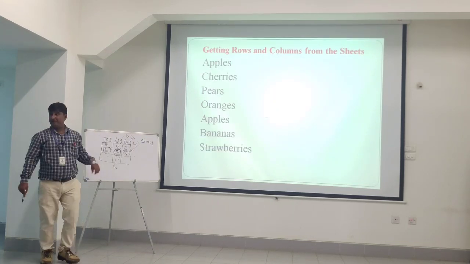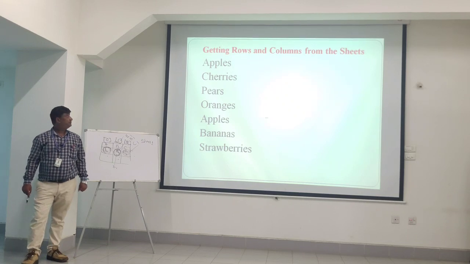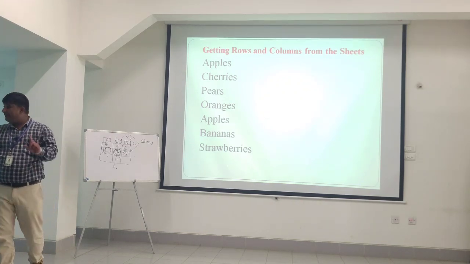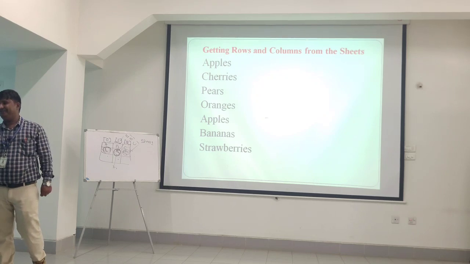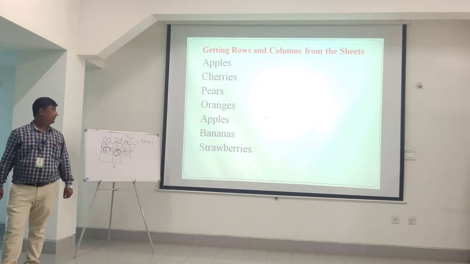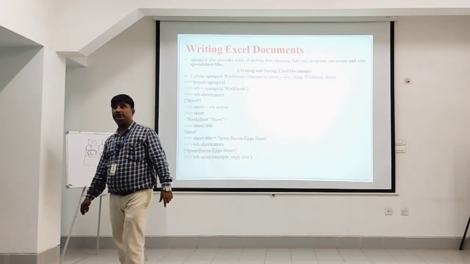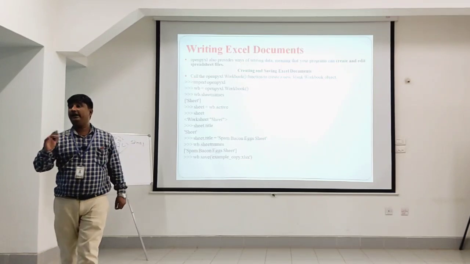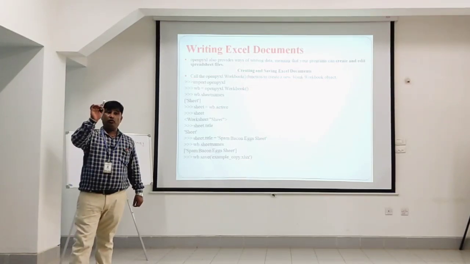So what is the output it is printing? Apple, cherries, pear, oranges, apples, bananas and strawberry. These values are present in which column, in which file? B column, in example.xlsx. Understood? So till now what did we study? Reading the Excel documents. Now writing the data into an Excel document.